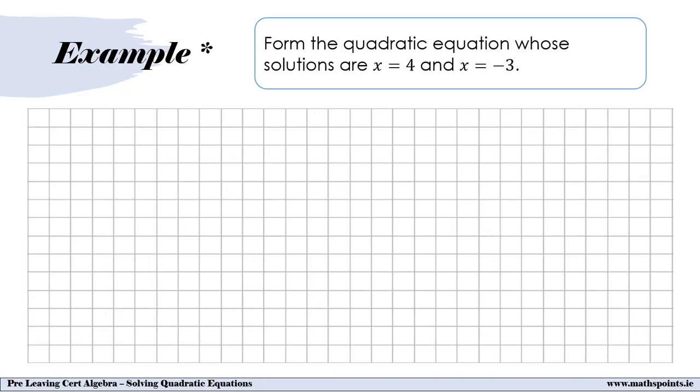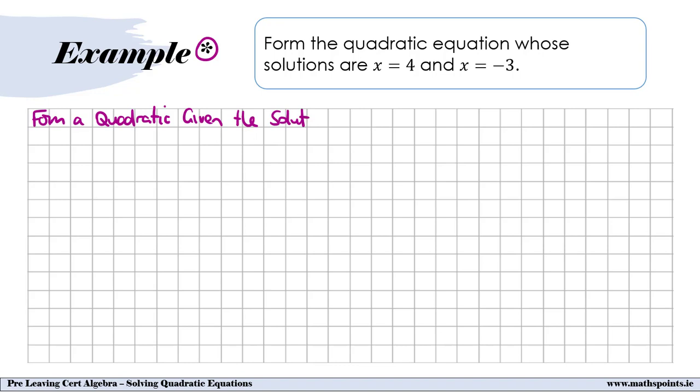So I'm trying to keep to 10 examples, but I've just put in a star example here just to demonstrate how we can form a quadratic equation given the solutions. So form a quadratic given the solutions. So we're working backwards here.